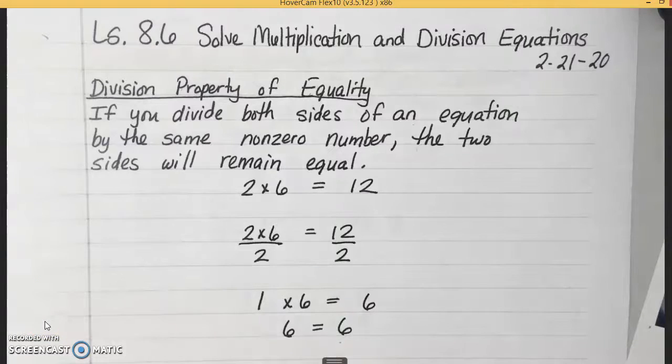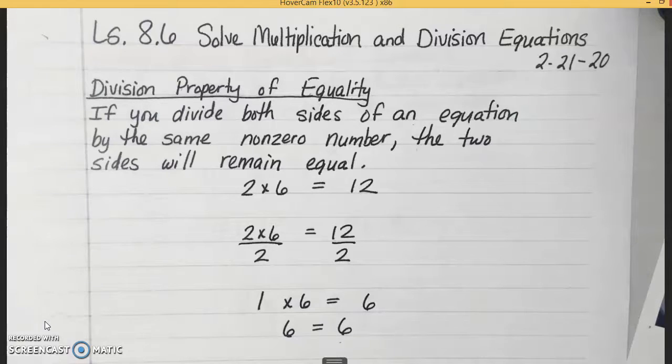Today we're doing lesson 8.6. We'll be solving multiplication and division equations. So first we're going to look at the division property of equality. If you divide both sides of an equation by the same non-zero number, the two sides will remain equal. So, we don't divide by zero.